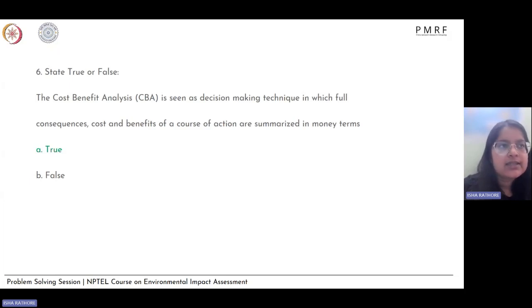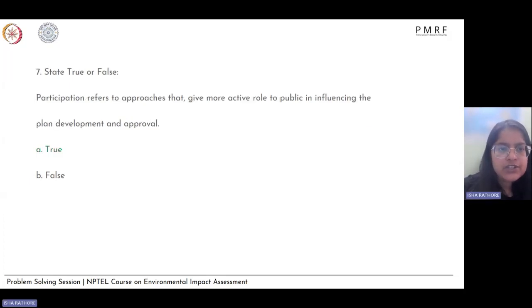So we see what is the benefit in monetary terms and what is the cost which we are incurring for doing this action. And then we do an analysis whether this project or this action is feasible or is profitable or not. So A, true, is the correct answer. Moving on to the next question.